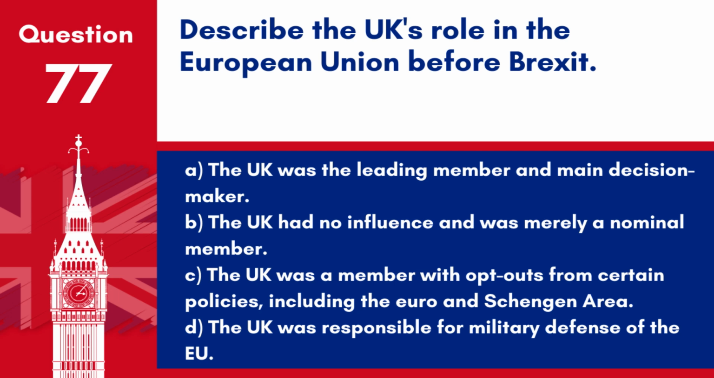Question 77. Describe the UK's role in the European Union before Brexit. A. The UK was the leading member and main decision-maker. B. The UK had no influence and was merely a nominal member. C. The UK was a member with opt-outs from certain policies, including the Euro and Schengen area. D. The UK was responsible for military defence of the EU. Answer. C. The UK was a member with opt-outs from certain policies, including the Euro and Schengen area. Before Brexit, the UK participated in the EU, but chose to opt out of certain policies such as the euro currency and the Schengen area.